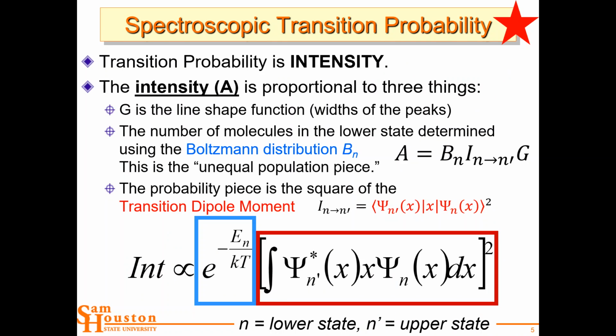And so we need these 3 things. We've already seen this in earlier slides. I just have it in this PowerPoint to make it complete. You need intensity, which is related to the Gaussian line shape. You need the Boltzmann distribution, which tells you the unequal population piece, that thermal population. And then the probability is the transition dipole moment squared.